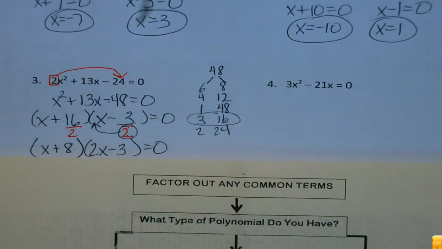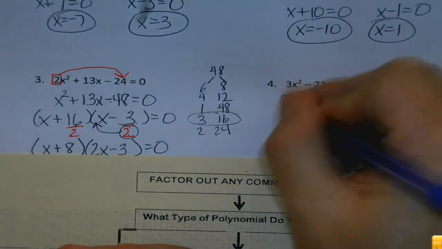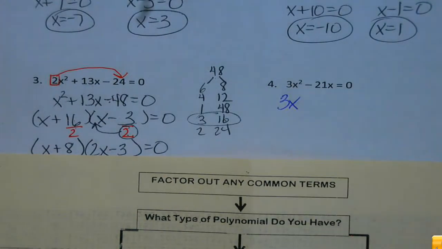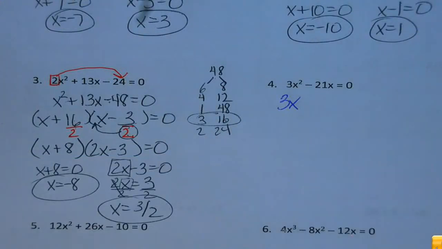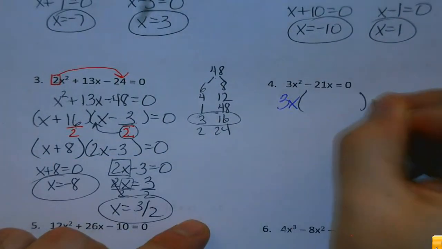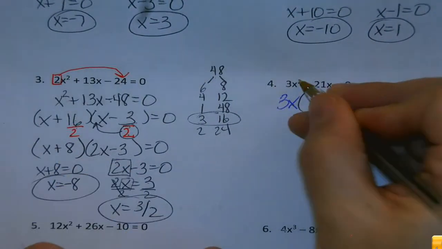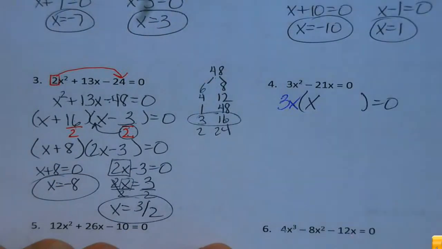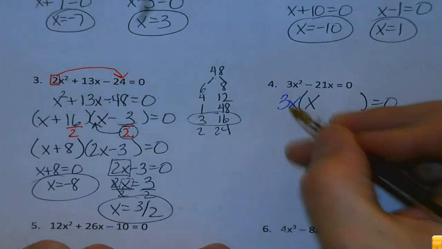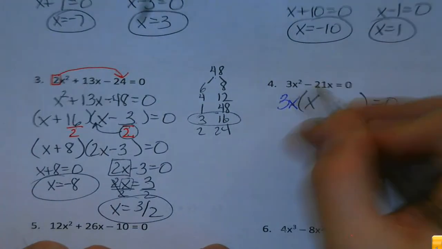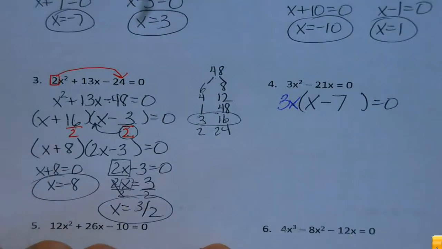Number 4. Okay, I want participation this time. Factor out any common terms. 3x squared and minus 21x. 3x. Okay, got to get it all. So sometimes we may have everything working. Okay, I've already got the 3. I've got 1x, but I need 2, so I need 1 more. Here I've already got the x, but negative 21 divided by 3 is negative 7.